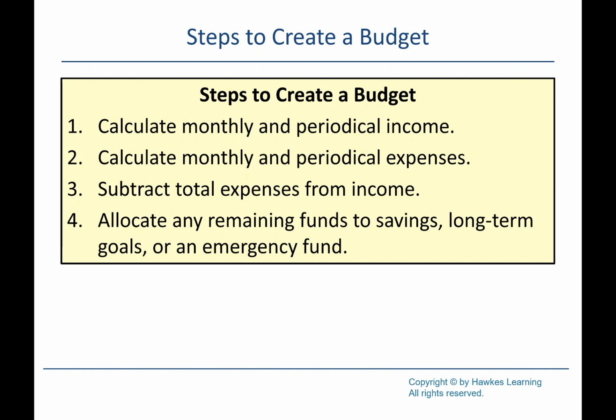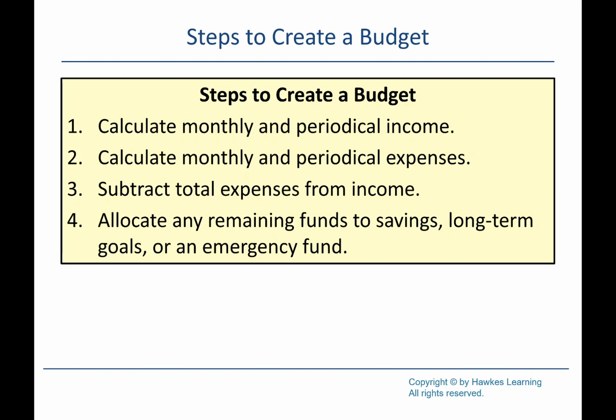The first thing we need to do for making a monthly budget, we need to figure out our monthly income. It says calculate monthly and periodical, so you can do it some different ways. We're just going to look at a month-to-month budget here. So we need to figure out how much money we have coming in. Then we need to calculate our expenses over a month if we're going to do a monthly budget. So figure out how much is going out, and then we subtract. So take how much we make minus how much we have to pay in bills and things.